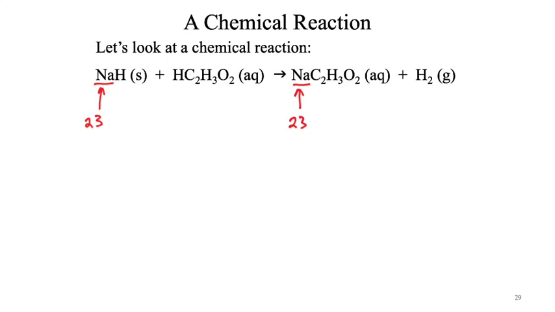What is the mass of hydrogen on the reactant side? For those of you taking notes, hold your horses. How many hydrogens are there? There's one, and there's one, and there's three. So the mass of hydrogen is 5. How much is it on the other side? 5. There's 3, there's 2, right? So there's 5.